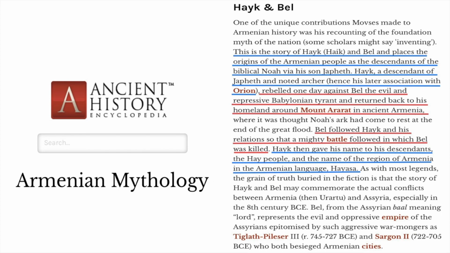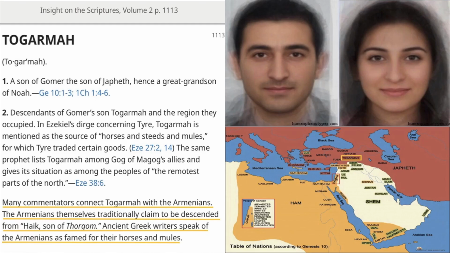Bel followed Hayek in his relations, so that a mighty battle followed, in which Bel was killed. Hayek then gave his name to his descendants, the Hay people, and the name of the region of Armenia in the Armenian language, Hayastan." So, according to the Armenians, they descend from a man named Hayek, and Hayek is from the lineage of Japheth. So Armenians claim descent from Japheth.